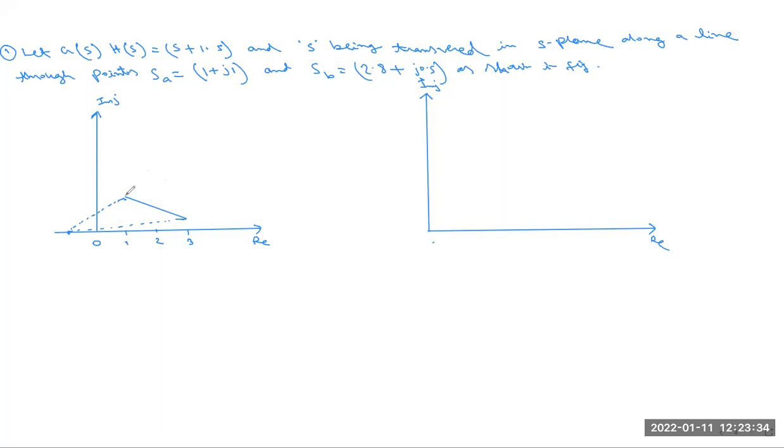Okay, so this is the position of SA, and the value is given in the question, that is 1 plus J1. Another one is SB, the value is 2.8 plus J0.05. And these are the values of J1, then J2, then J3, and so on.